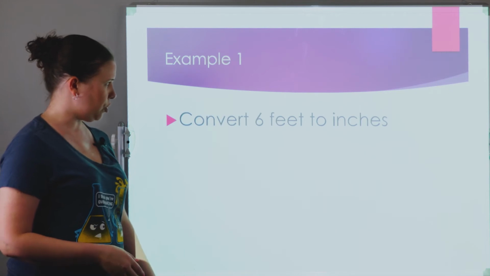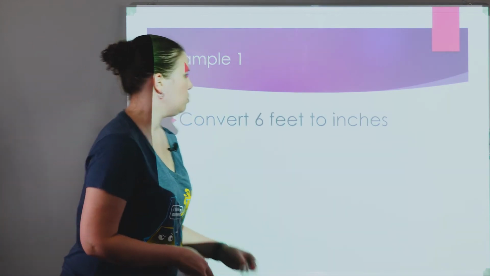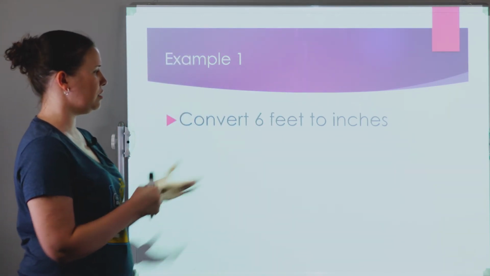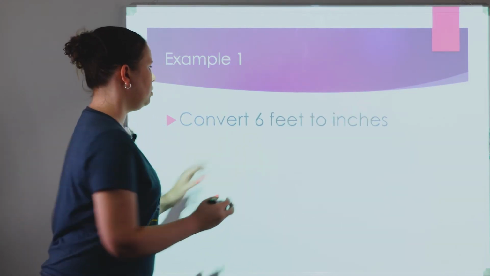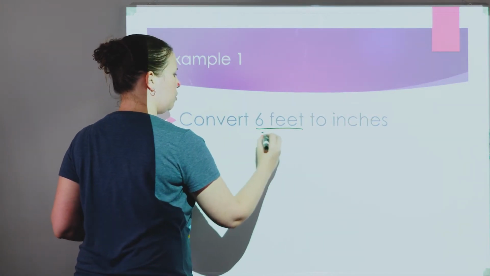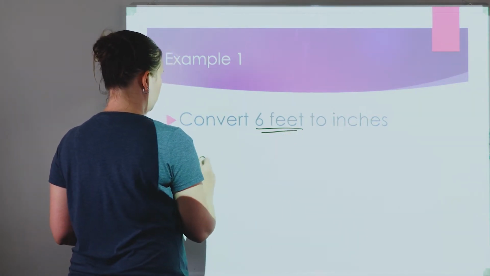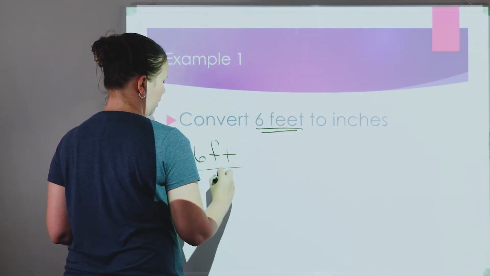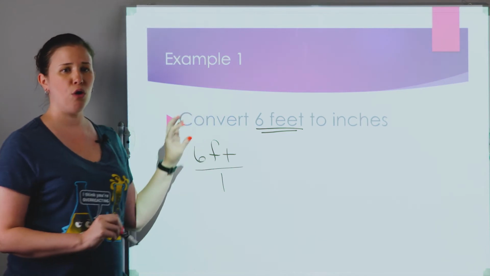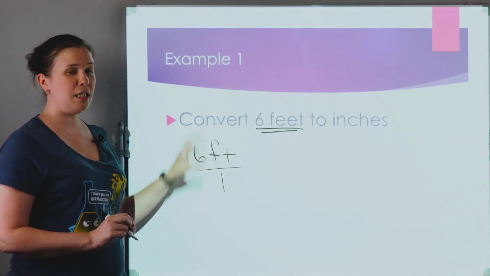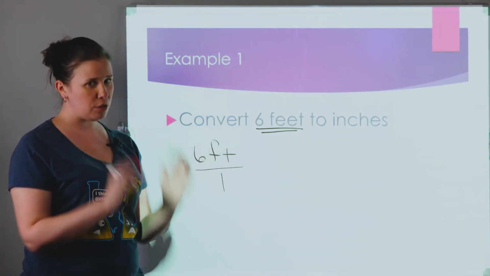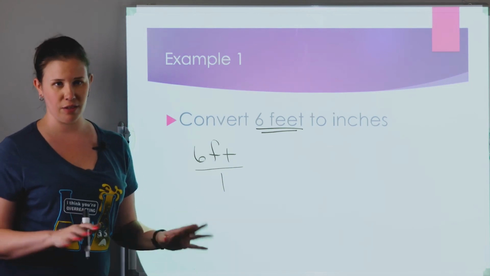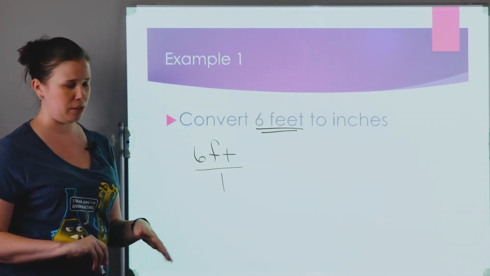All right, let's put this process to the test. So first thing I want to do is convert 6 feet into inches. So 6 feet is where I'm coming from. That is what I'm going to start with as my given. I have a habit of putting the given over 1 in order to keep it in the numerator, because numerator versus denominator is kind of the crux of this. We want to make sure we know what's on top and what's on bottom.